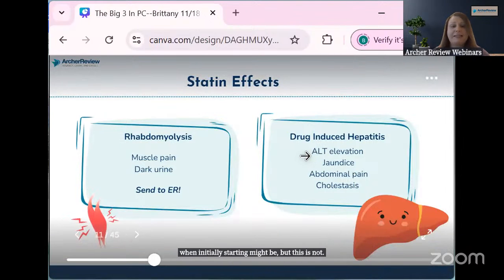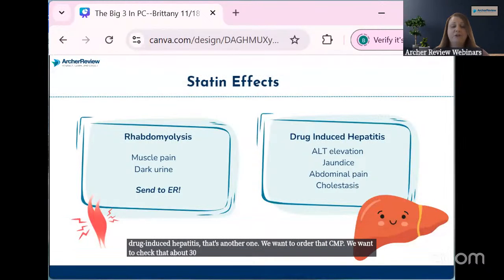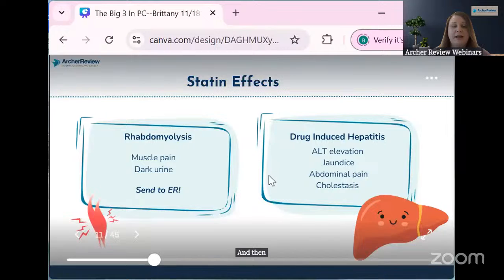Drug-induced hepatitis, that's another one. We want to order that CMP. We want to check it about 30 to 60 days after patients get on a statin, making sure we're not seeing this. You're going to see those liver enzymes start to elevate. You might even see some jaundice or abdominal pain.